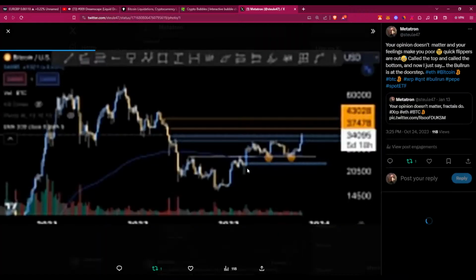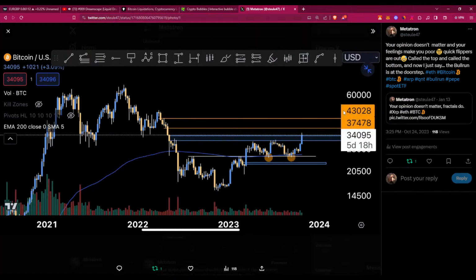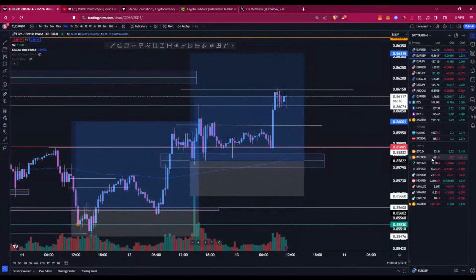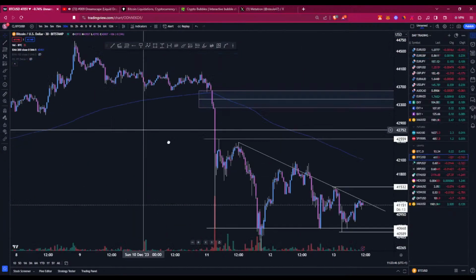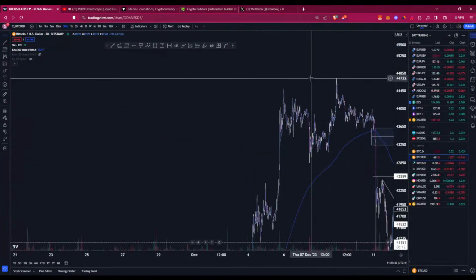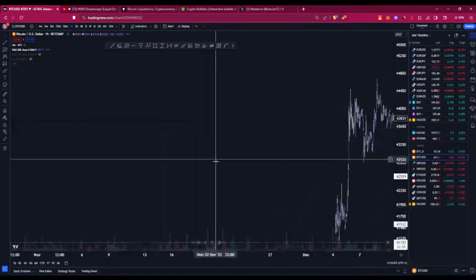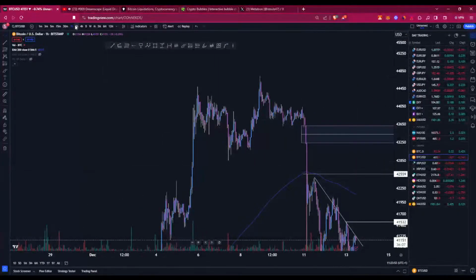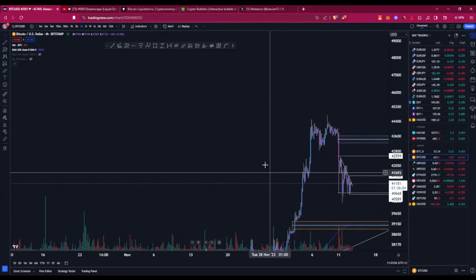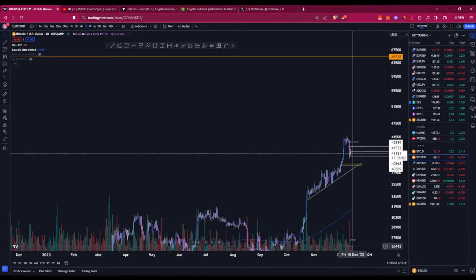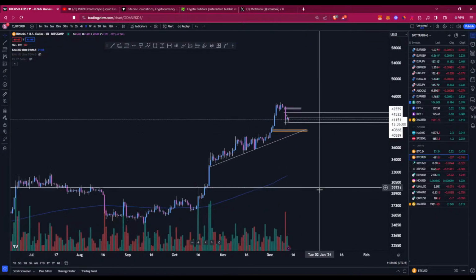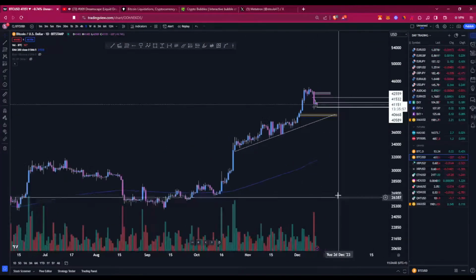So yeah, I called the top and called the bottom, and now I just say the bull run is at the doorstep. I already had the 43k mark here, which was the open of the imbalance that went through 44.5, and if we go now to the chart, you can clearly see where we went to, exactly to 44.7. So we extended for over $200 of the prediction, okay? So I don't know what to tell you. This is nothing crazy happening. It's a dump of 10%.